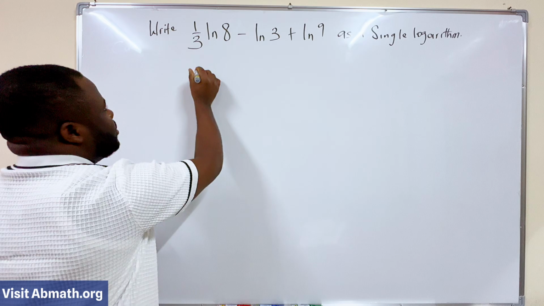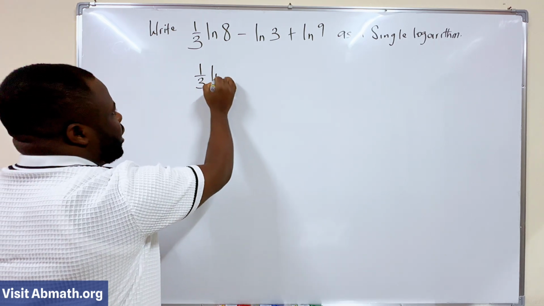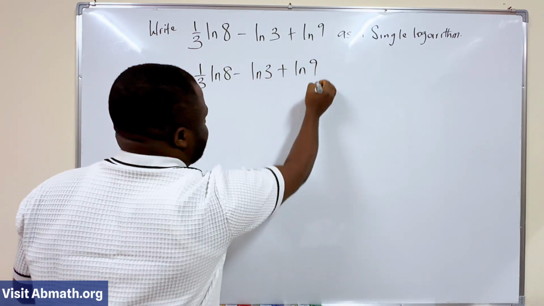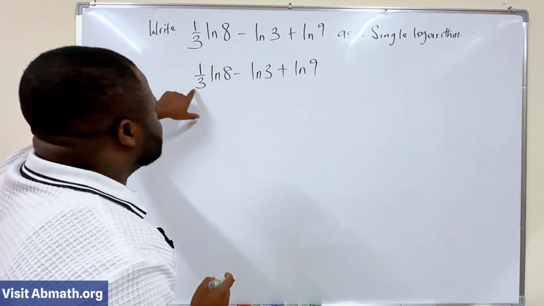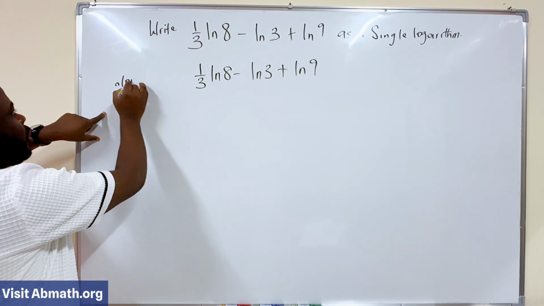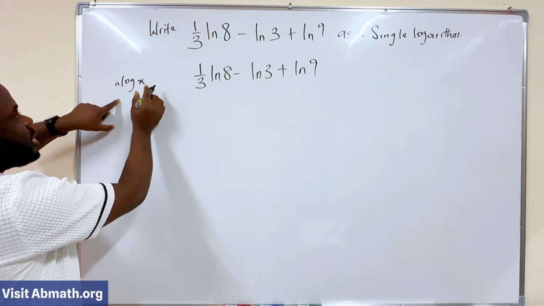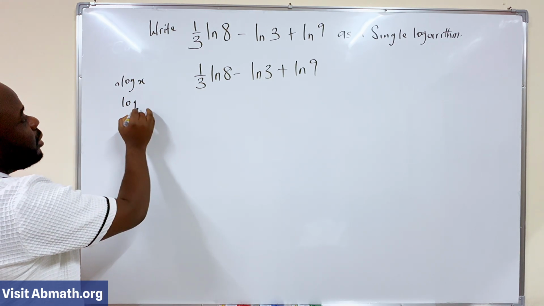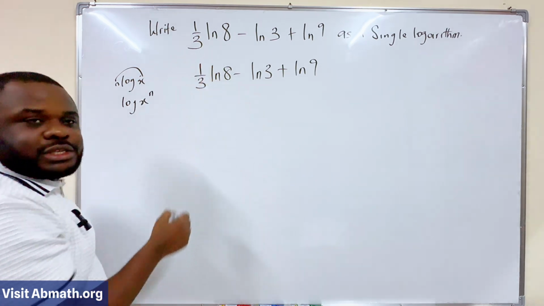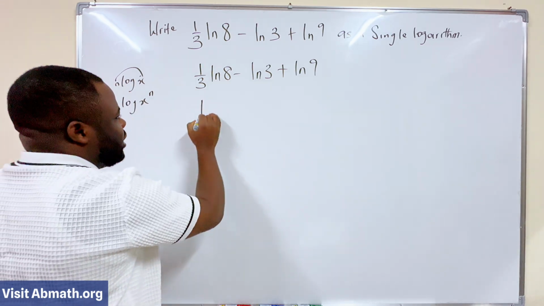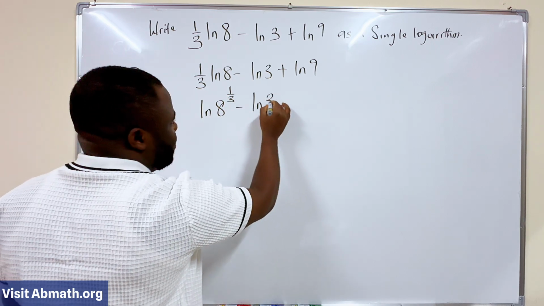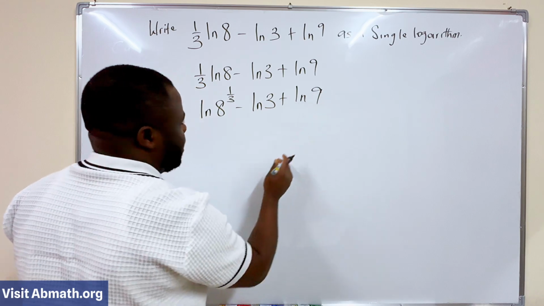Remember here, we have 1/3 ln 8 minus ln 3 plus ln 9. So what do you have to do here? Now remember, in our law of logarithm, where you have n log x, this is the same thing as log x to the power n. So this power will come over here. We do the same thing with this natural logarithm. So we now say ln 8 to the power 1/3 minus ln 3 plus ln 9, right?